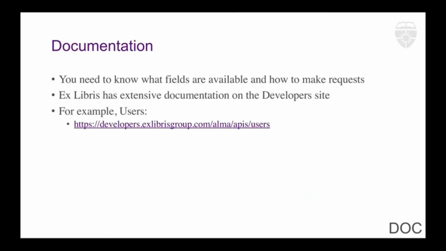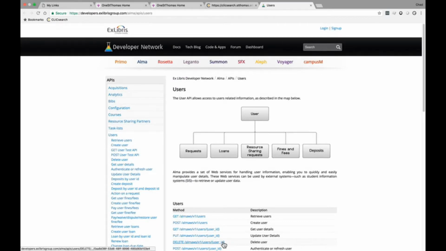There's ways that you can get around that. I'll get to that in a moment. So documentation. You need to know what fields are available and how to make requests. For example, we'll go to the users. So here's the user API. So we got the user. You can get the user's requests, the user's loans, resource sharing requests, fines, fees, deposits.